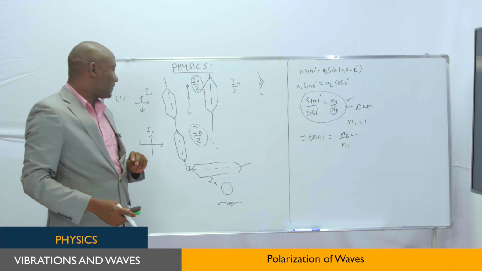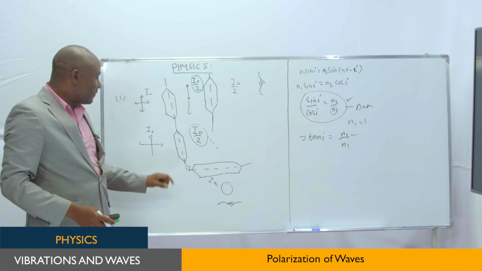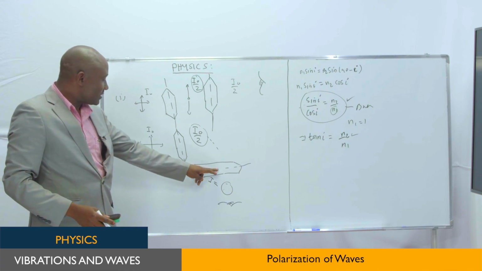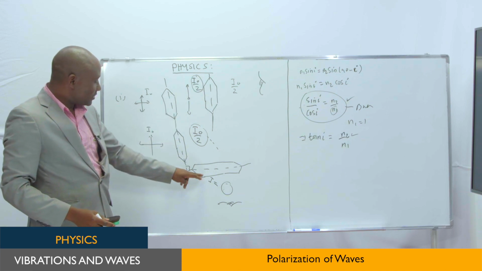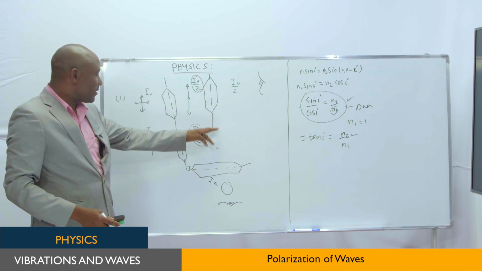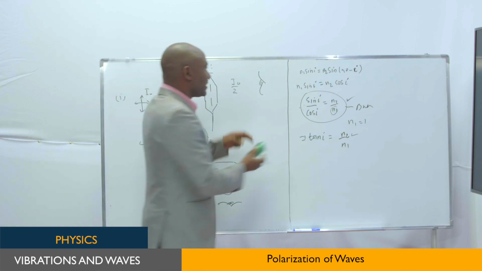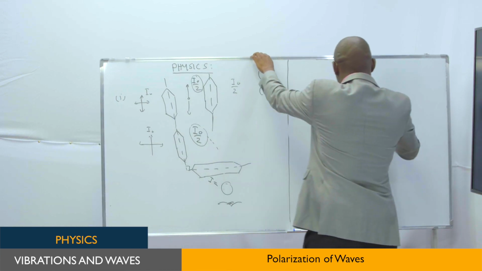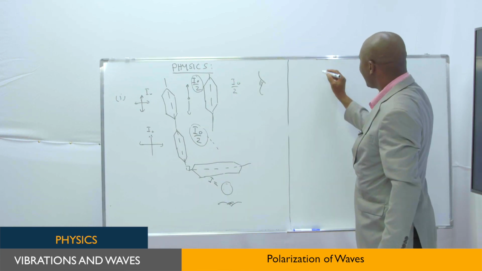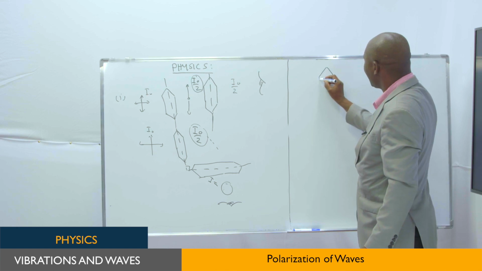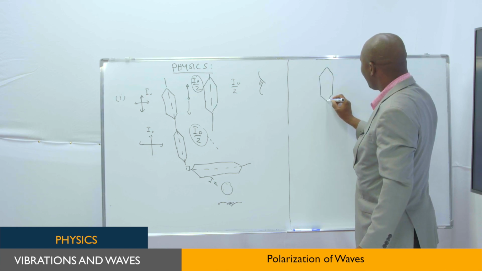Now the question was, what is the effect of this second polaroid if it's not parallel or perpendicular, if it makes a certain acute angle between the two? So in today's discussion, we will see what happens when you have these two polaroids at such an angle.